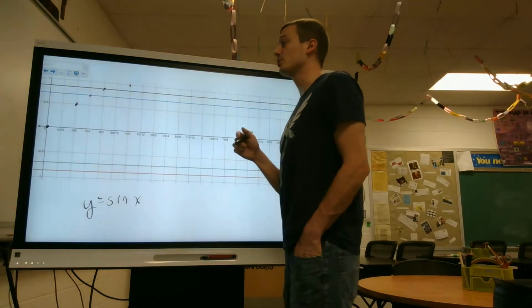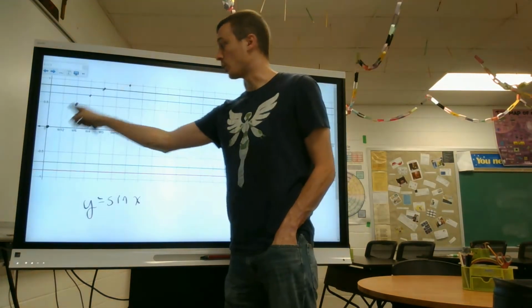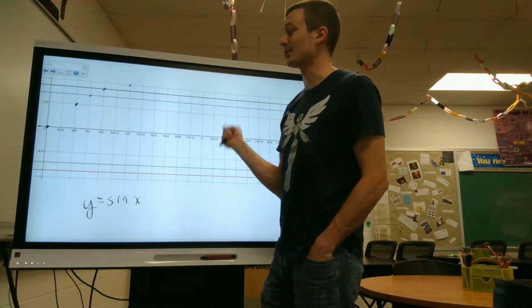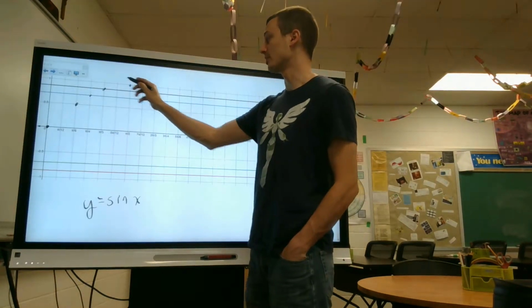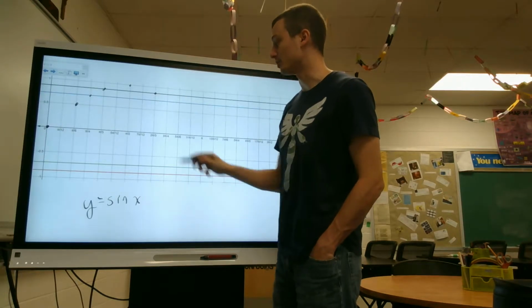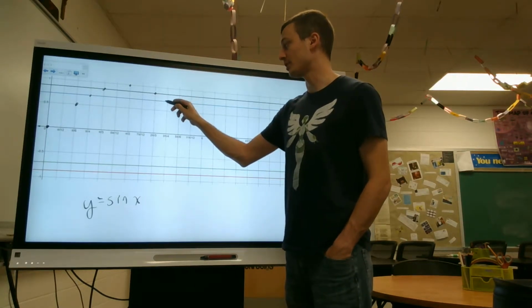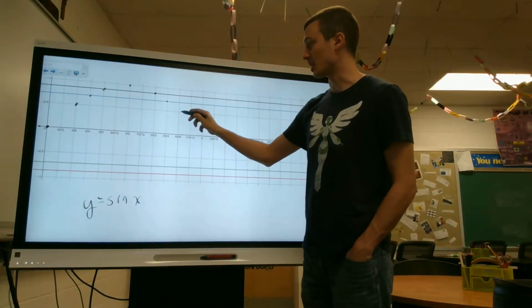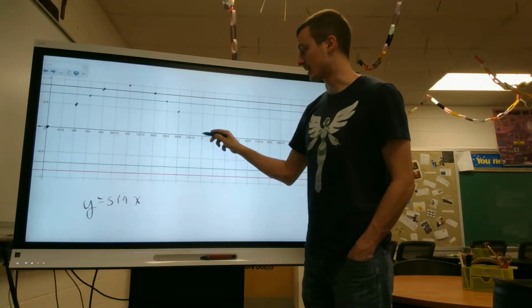So keeping in mind the unit circle, we just finished the first quadrant. If we go into the second quadrant, it's just going to be sort of the mirror image of the first quadrant. So the sine of 2 pi over 3 is square root of 3 over 2. The sine of 3 pi over 4 is square root of 2 over 2. The sine of 5 pi over 6 is 1/2. The sine of pi is 0.